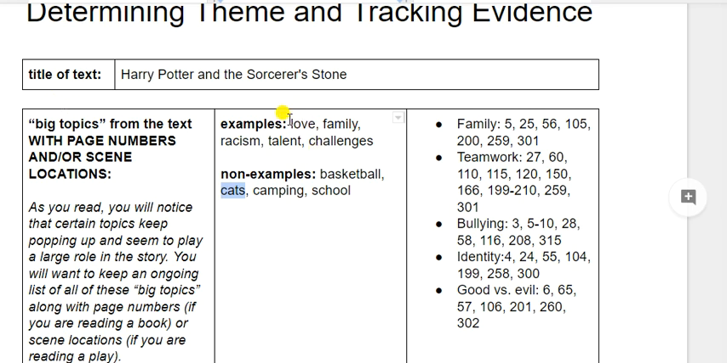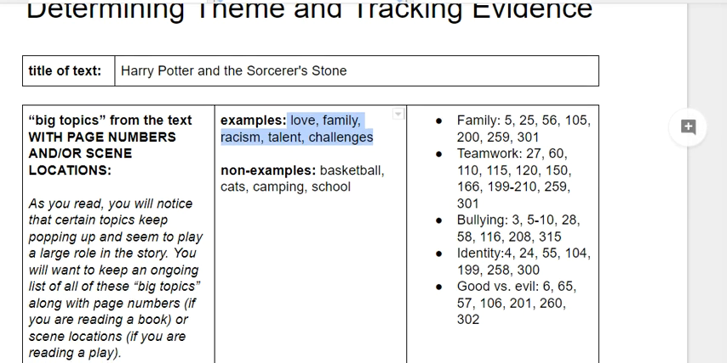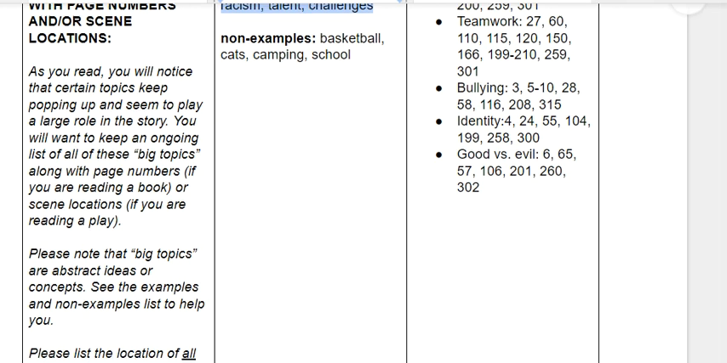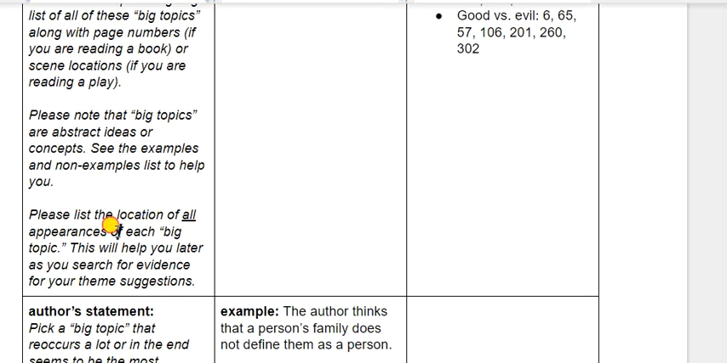Big topics are big ideas that pop up over and over again. Big, meaningful concepts or ideas, okay? So you're going to want to keep track of those as you read, along with page numbers where they occur, okay? It also says, please list the location of all appearances of each of those big topics. So don't just note the first time that pops up, but each time you see that, you're going to want to note those page numbers. This is going to help you out big time later as you're searching for evidence for your theme suggestions.